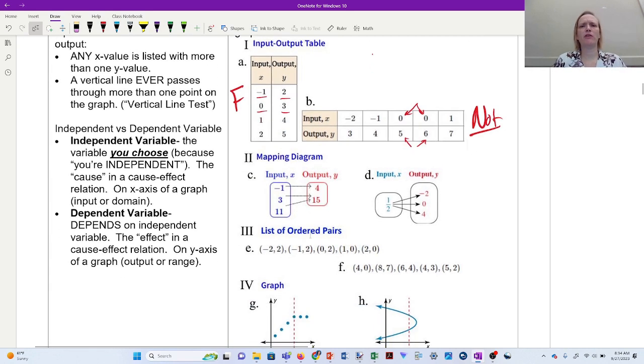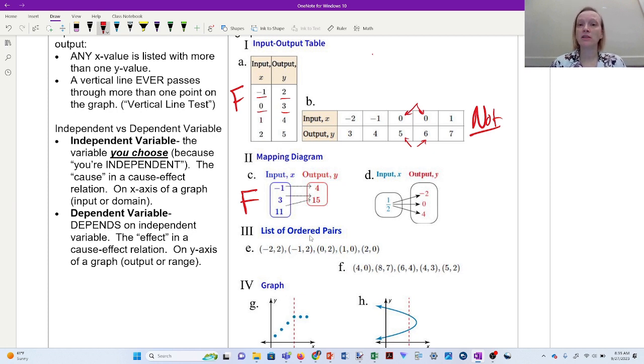Let's look at a mapping diagram. Here we have different inputs and we have different outputs. Notice that there is a case where I have two different inputs going to the same output. This is okay in a function. You can have two different inputs going to the same output. You just cannot have two different outputs for the same input. So this is a function. We don't have any repeated x values that are going to different y values.